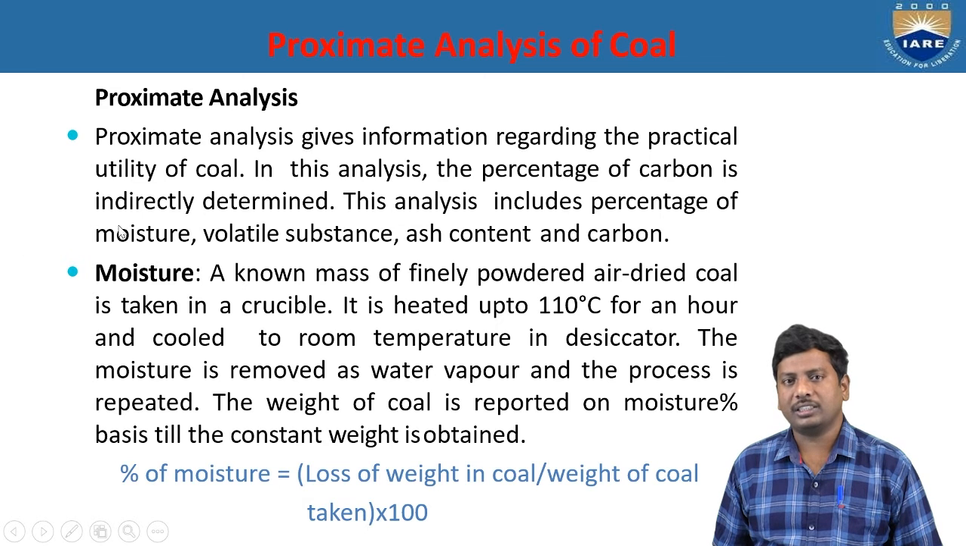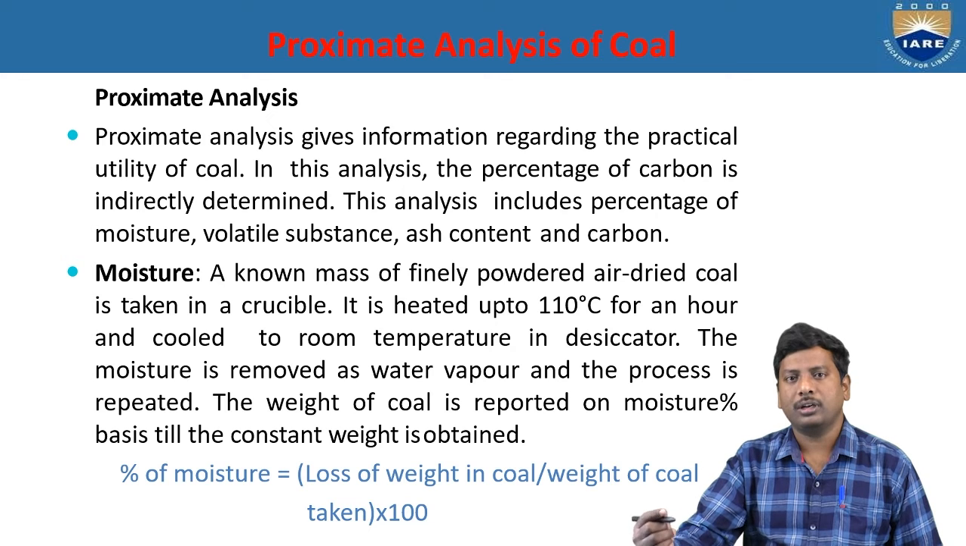For the moisture determination, first of all, a known mass of finely powdered air-dried coal is taken in a crucible and heated up to 110 degrees for an hour and cooled at room temperature in a desiccator. That means the moisture is removed as water vapor and the process is repeated till a constant weight is obtained. Because of the elimination of water vapor, the weight of the coal is reduced from the initial stage to the final stage. Now we can calculate the percentage of moisture.